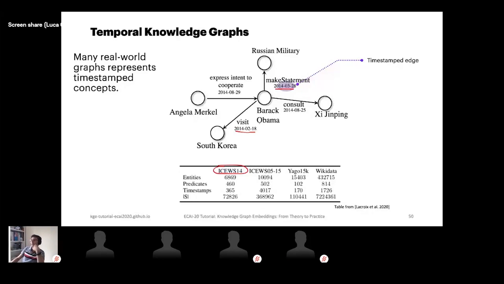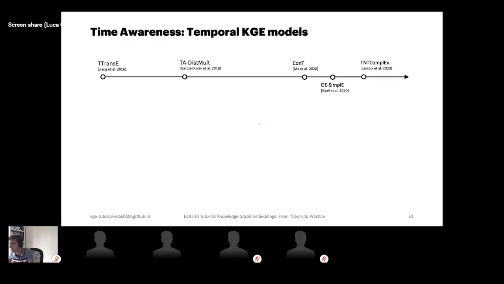The question is, can we design models that leverage time to improve predictions? And the answer is yes, we can. There is a lot of work done recently in literature, and quite a few models designed to learn from temporal knowledge graphs with timestamped edges. There may be other ways to model time in knowledge graphs, but let's leave that conversation aside. So lots of models are able to process timestamped edges at different time granularities.